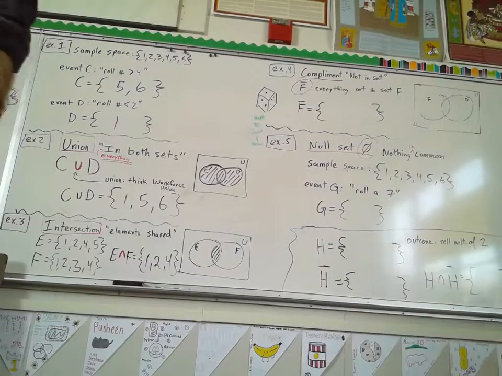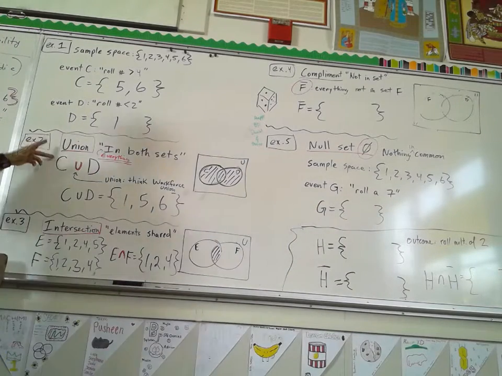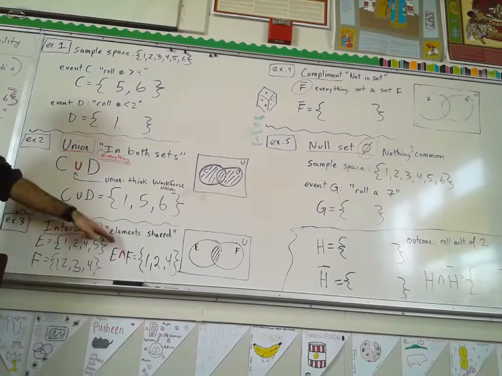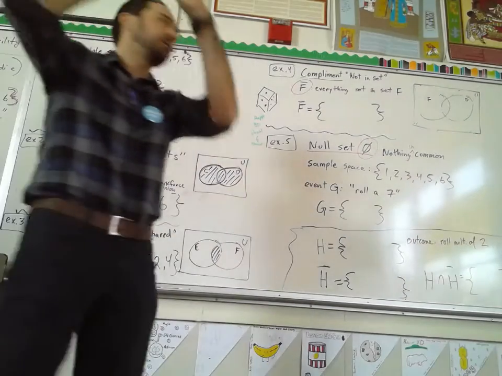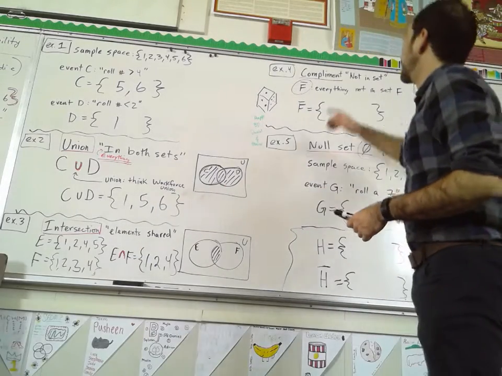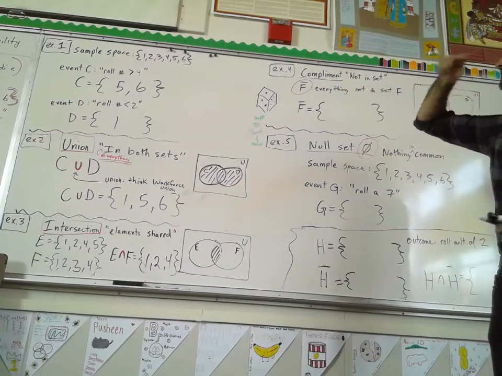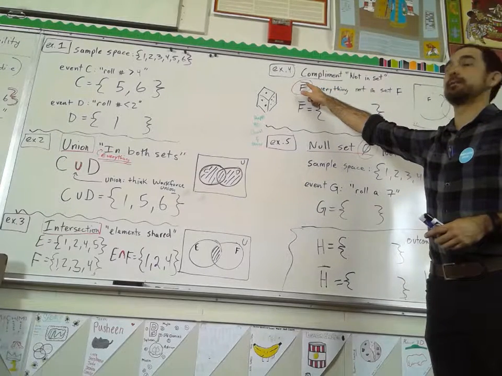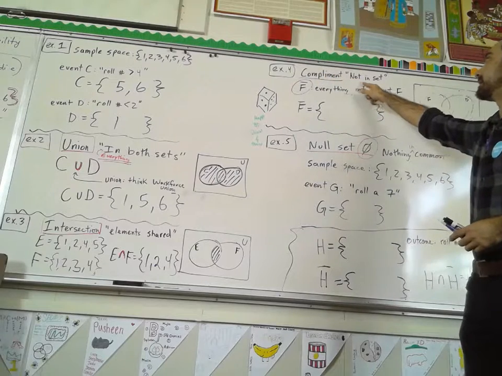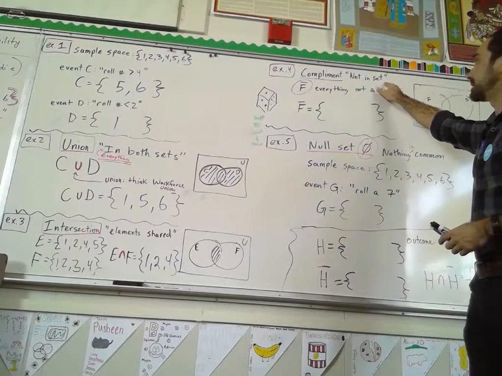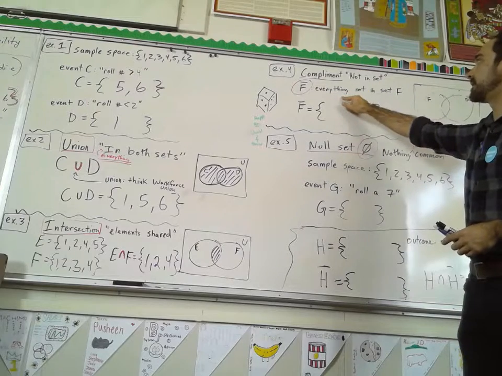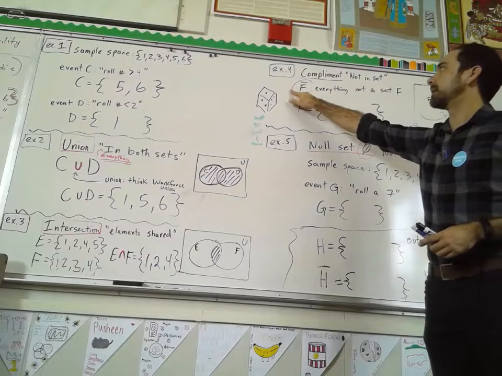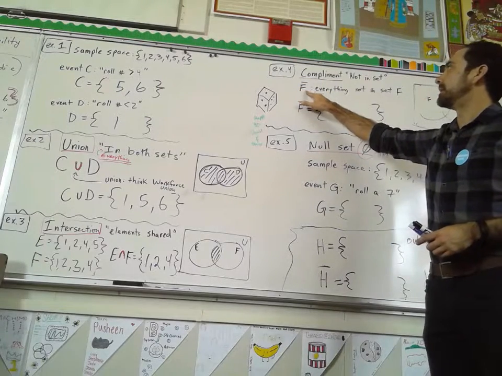All right, so we just learned union. That's everything in both sets. Intersection is just the elements that are shared, in between. Now we have complement. This is denoted by this line above the letter. And it's not in the set. It's everything not in set F. That's what the complement of F, with the line above it, is: everything not in set F.